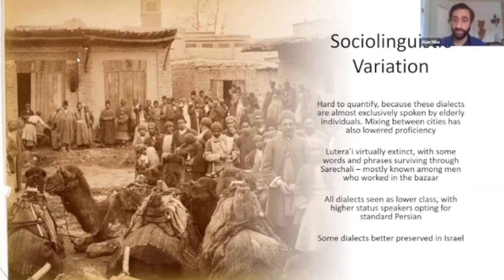Lutrai, the secret language, is virtually extinct. I don't know anybody who actually speaks that. There are some words and phrases that are surviving through other dialects, like in Tehran, through Sarachali, but it was mostly known among men who worked in the bazaar.